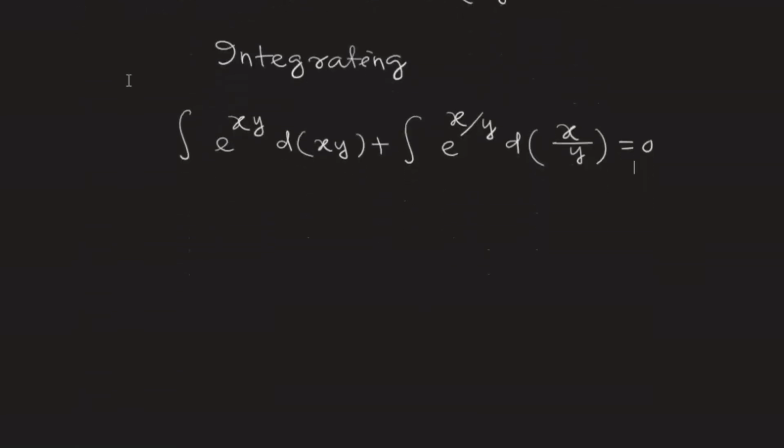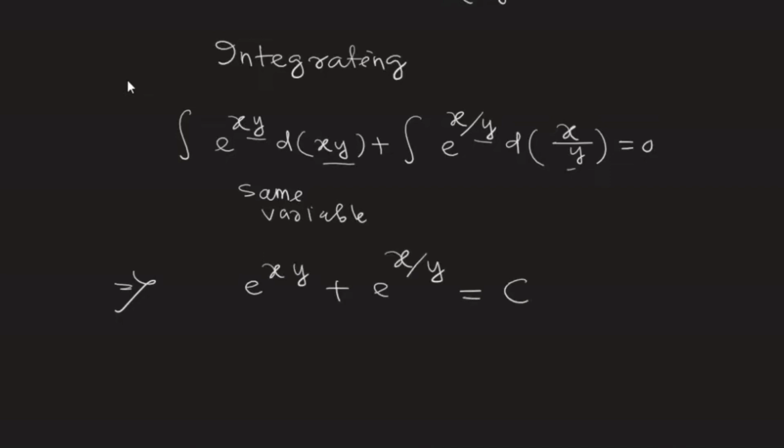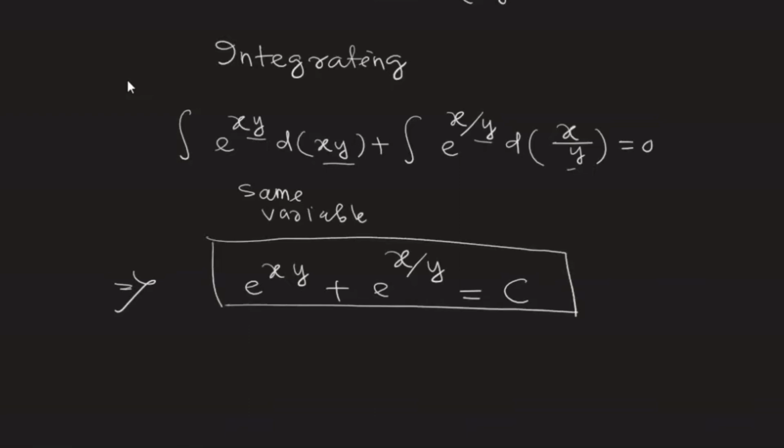This is now incredibly simple. We just integrate both sides. The integral of e^u du is just e^u. So we get our final answer, e^(xy) + e^(x/y) = c. And that's it, a complex problem with a clean solution.